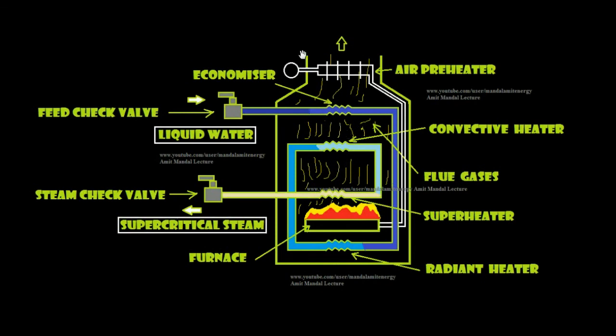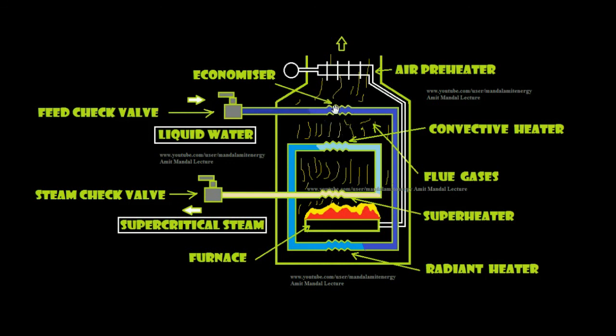Okay, now this is the schematic diagram of this Benson boiler. So what we see over here is the shell of the boiler, the outer shell, inside which the various components are sitting. This is the feed check valve from where the water enters. We are starting from where high pressure water is entering, okay, and this is the furnace. So fuel is burning, flue gases are rising. This is the first component, the economizer.